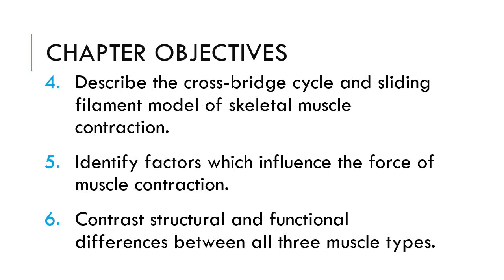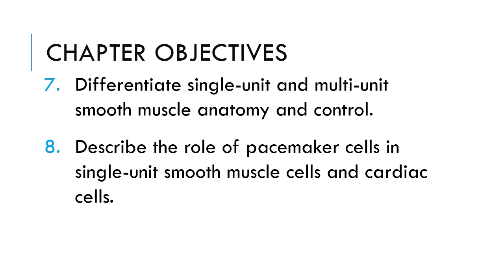And then we'll look at contraction with this thing called the sliding filament model and contraction itself. And then we're going to also talk about how we can change the force of contractions. We know that not all cells need to generate the same amount of tension for smaller or bigger types of movement. But what we're going to start out with is item 6. We're going to compare and contrast each of our 3 types of muscles. And then at the end of the chapter, we're going to talk about single unit and multi-unit smooth muscle, and then integrate the role of a pacemaker in single unit smooth muscle and in the heart as well.